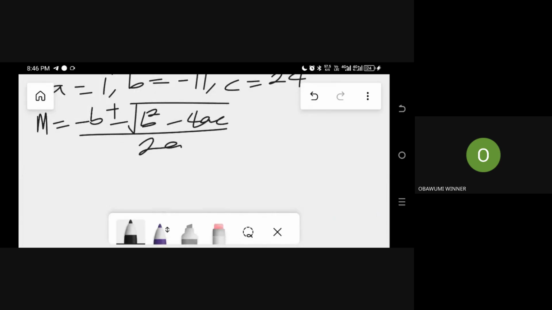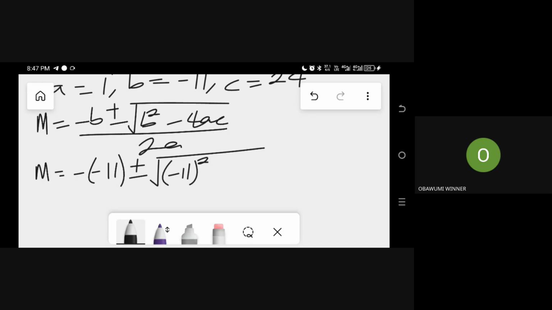That becomes m is equals to minus b, that's minus bracket minus 11, so minus, and now b is minus 11. That's how you have those two minuses there. Minus bracket minus 11, then plus or minus square root of b squared. B is minus 11, so minus 11 squared.